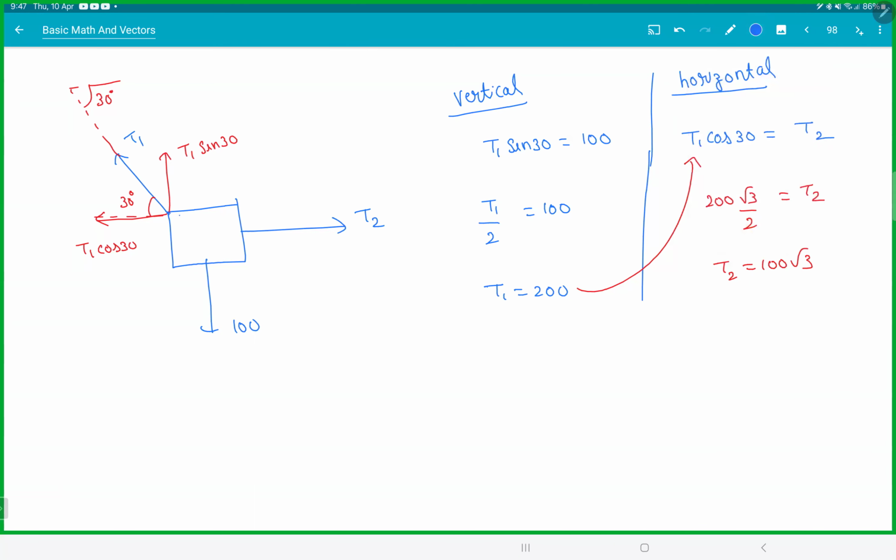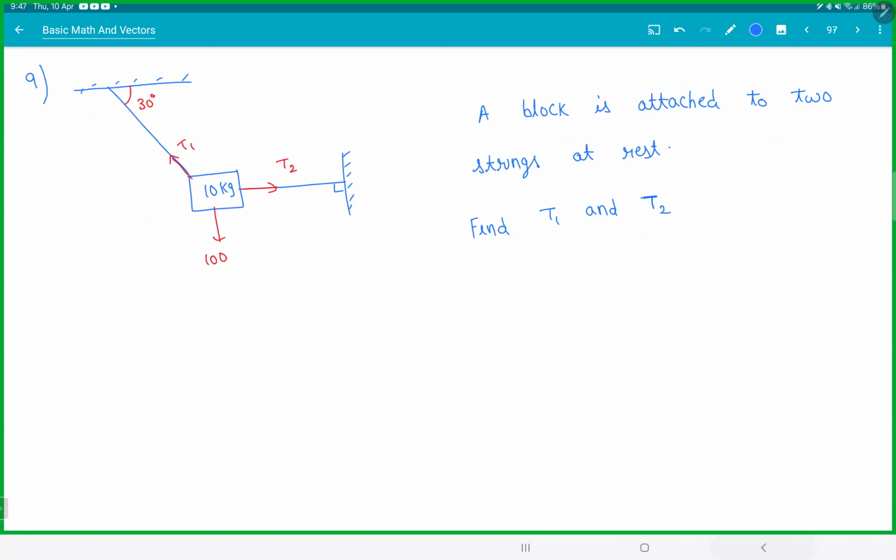Did everyone get what we did? We resolved the tension into components, horizontal and vertical. All vertical forces will cancel, all horizontal forces will cancel. You just balance them. Easy? Devanshi, clear this? Anuj? Clear, na Devanshi? Sure, right? Sudhit? Utsa? Utsa, clear? Sudiksha?